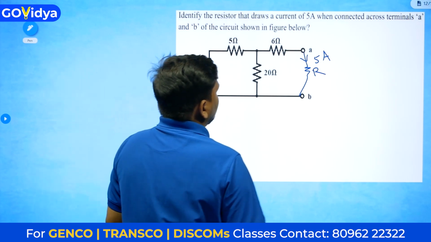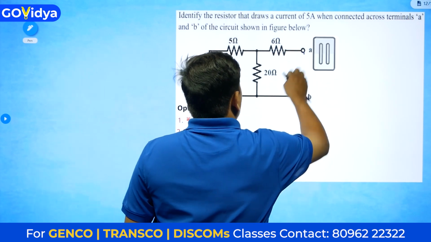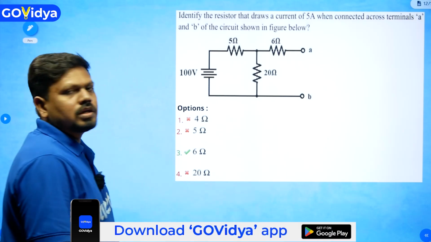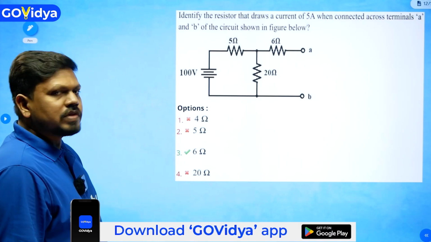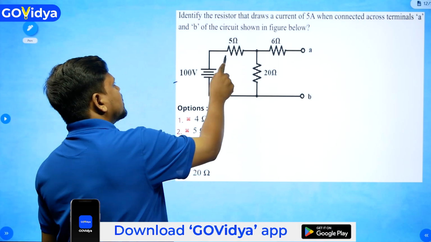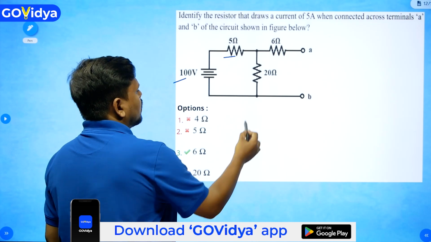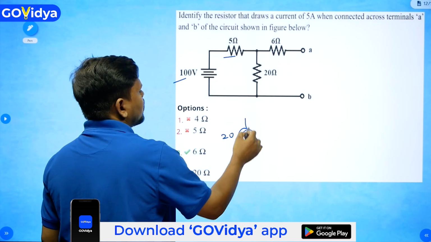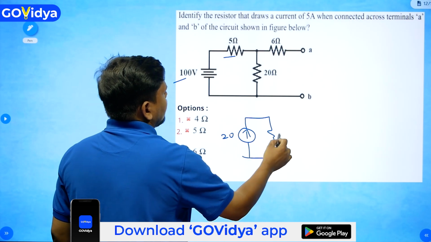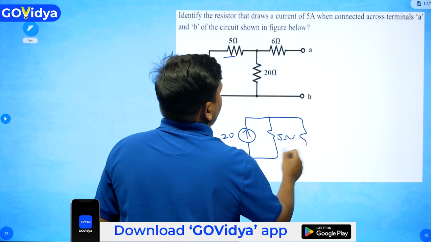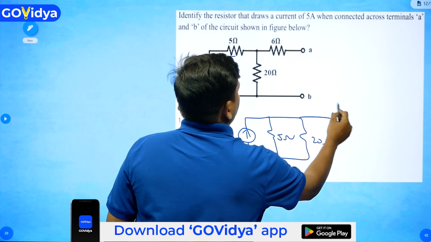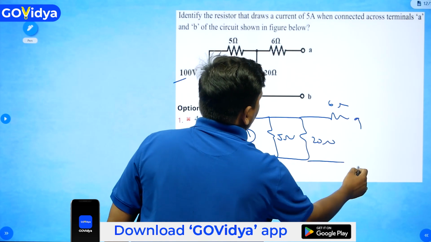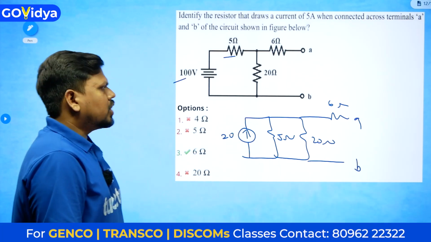First we will try to find the equivalent network for this one, using Thevenin's equivalent. 100 in series with 5 gives 20 amperes, since 100 divided by 5 is 20. So a 20 ampere current source in parallel with the 5 ohms, in parallel with the 20 ohms, in series with the 6 ohms, A and B terminals. Like this, immediately you have to write it down.